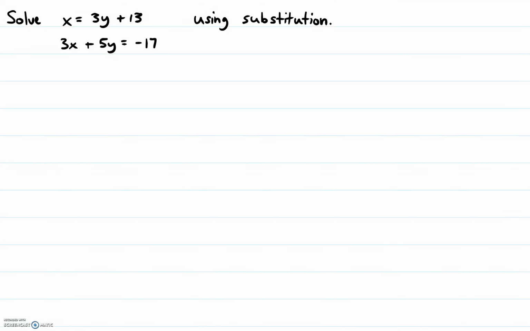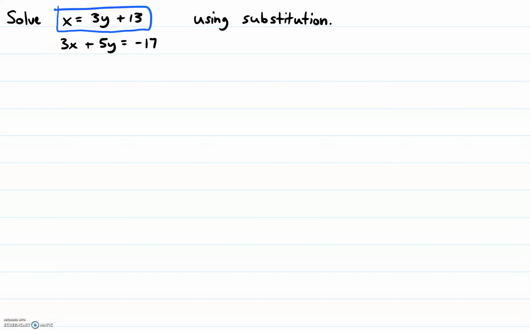In this video, we're going to solve the system of equations x equals 3y plus 13 and 3x plus 5y equals negative 17 using the substitution method. Now, the substitution method is really nice to use whenever you can isolate a variable, or in this case, when a variable is already isolated for you.